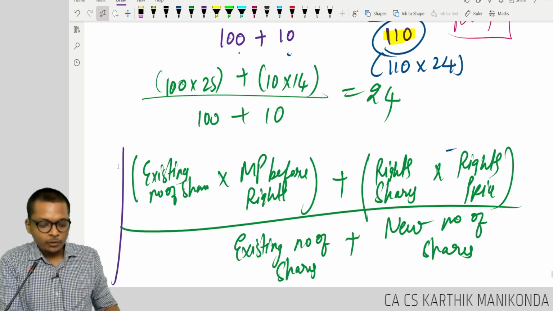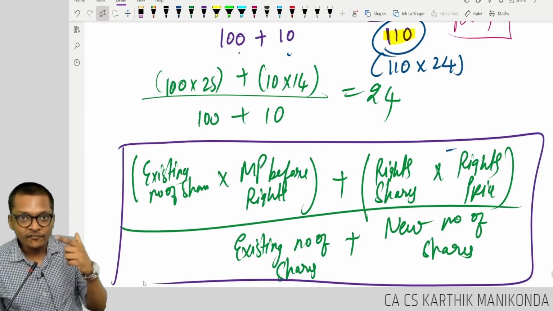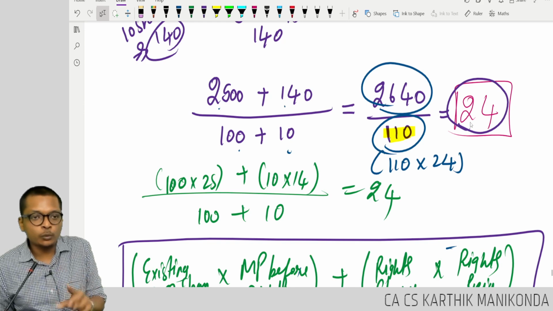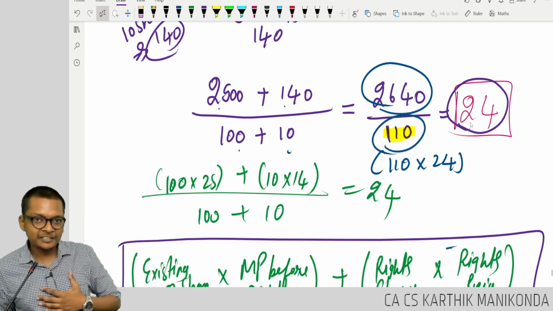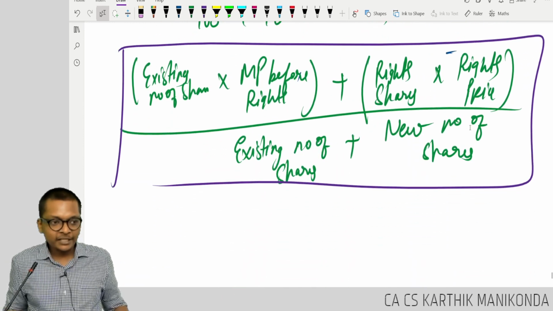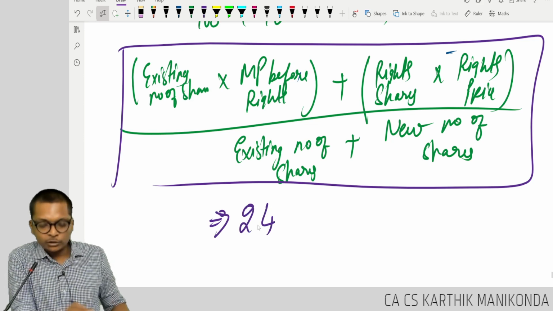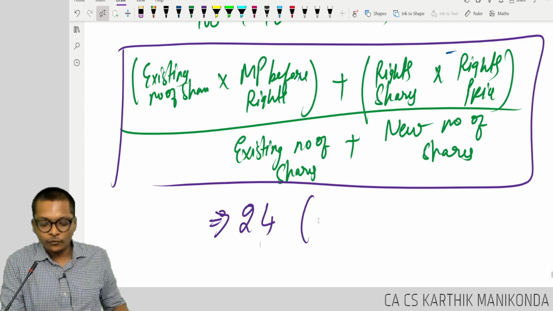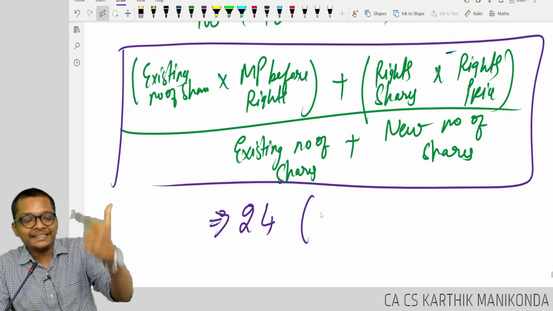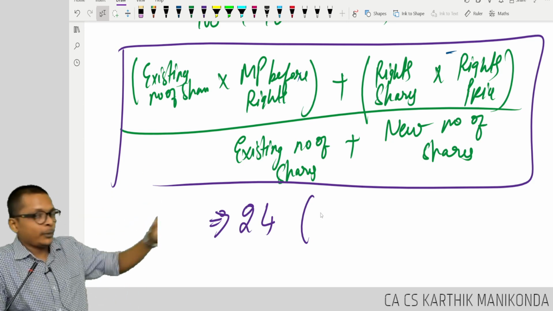So this is the formula given in the book. We have derived it now. Have you understood? Formula for what? Formula to find this 24. Why should I find 24? I will explain in some time. Are you following, guys? So this is 24. If I do this whole equation, this 24 is, theoretically, the price of share after rights issue. I don't know whether it's going to be actually 24, but using the equation it's 24.